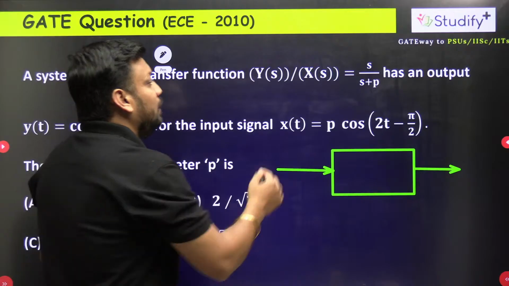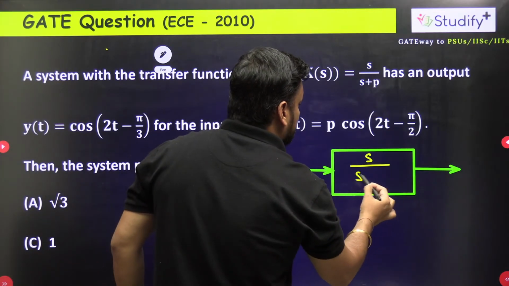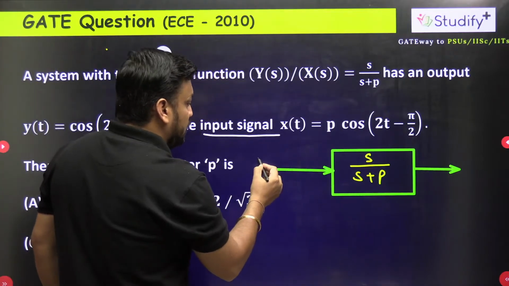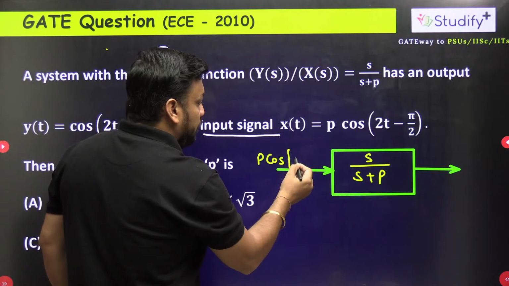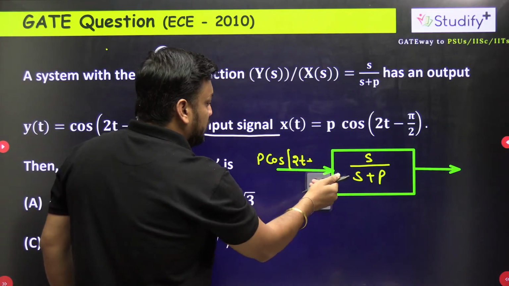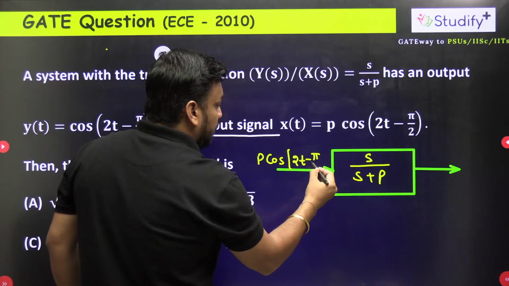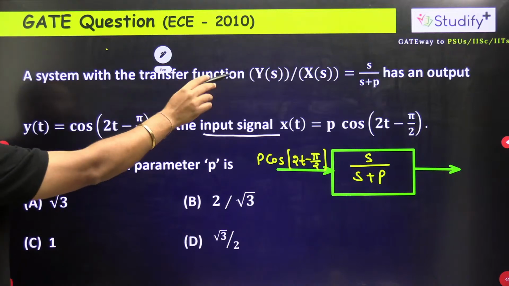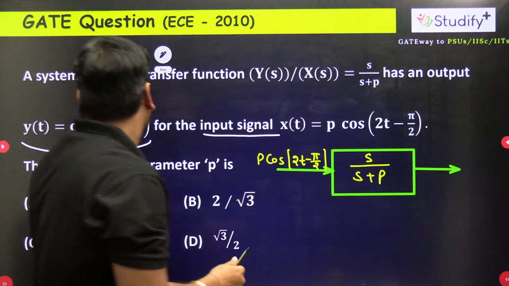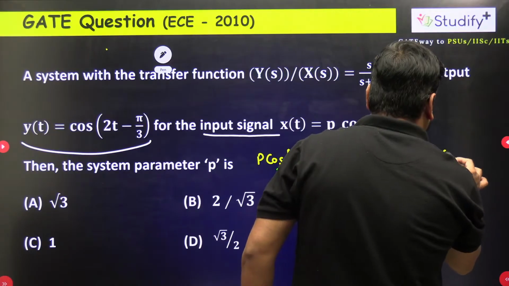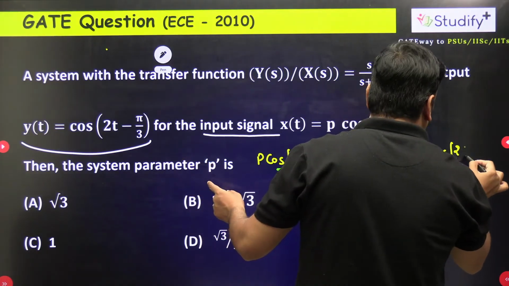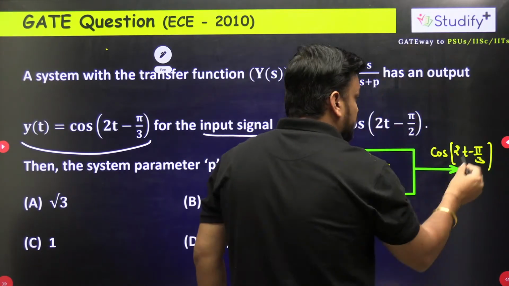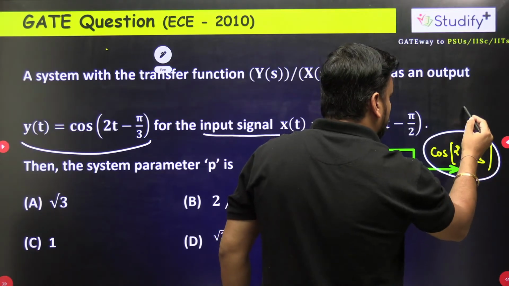Tell me, here the transfer function is what? It is s upon s plus p. What is the input, guys? The input signal x(t) is given to us as p into cos of 2t minus pi by 2. This is the input value given to you. And the examiner has already given an output y(t). I will write the output as it is, that is cos of 2t minus pi by 3. This is the output given to us.